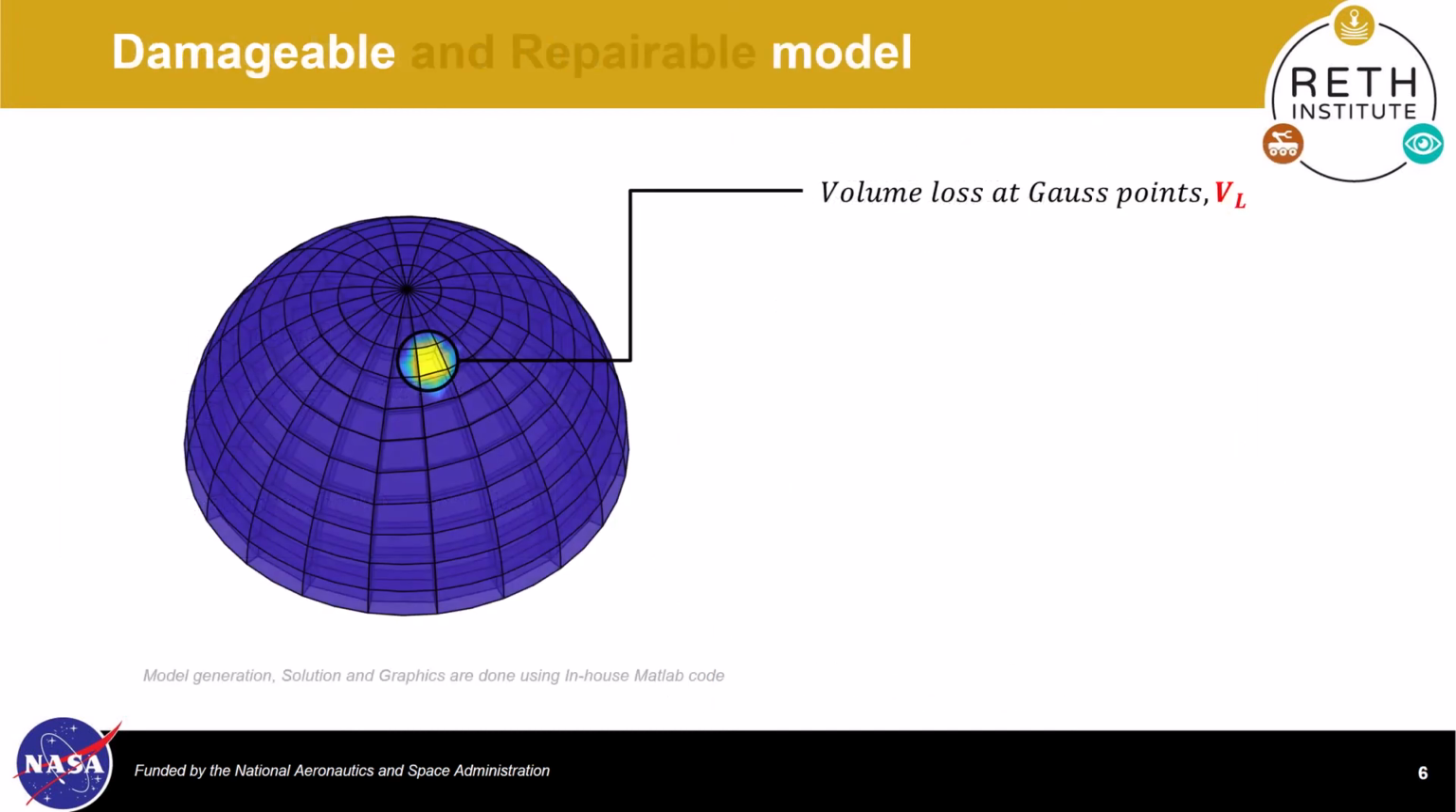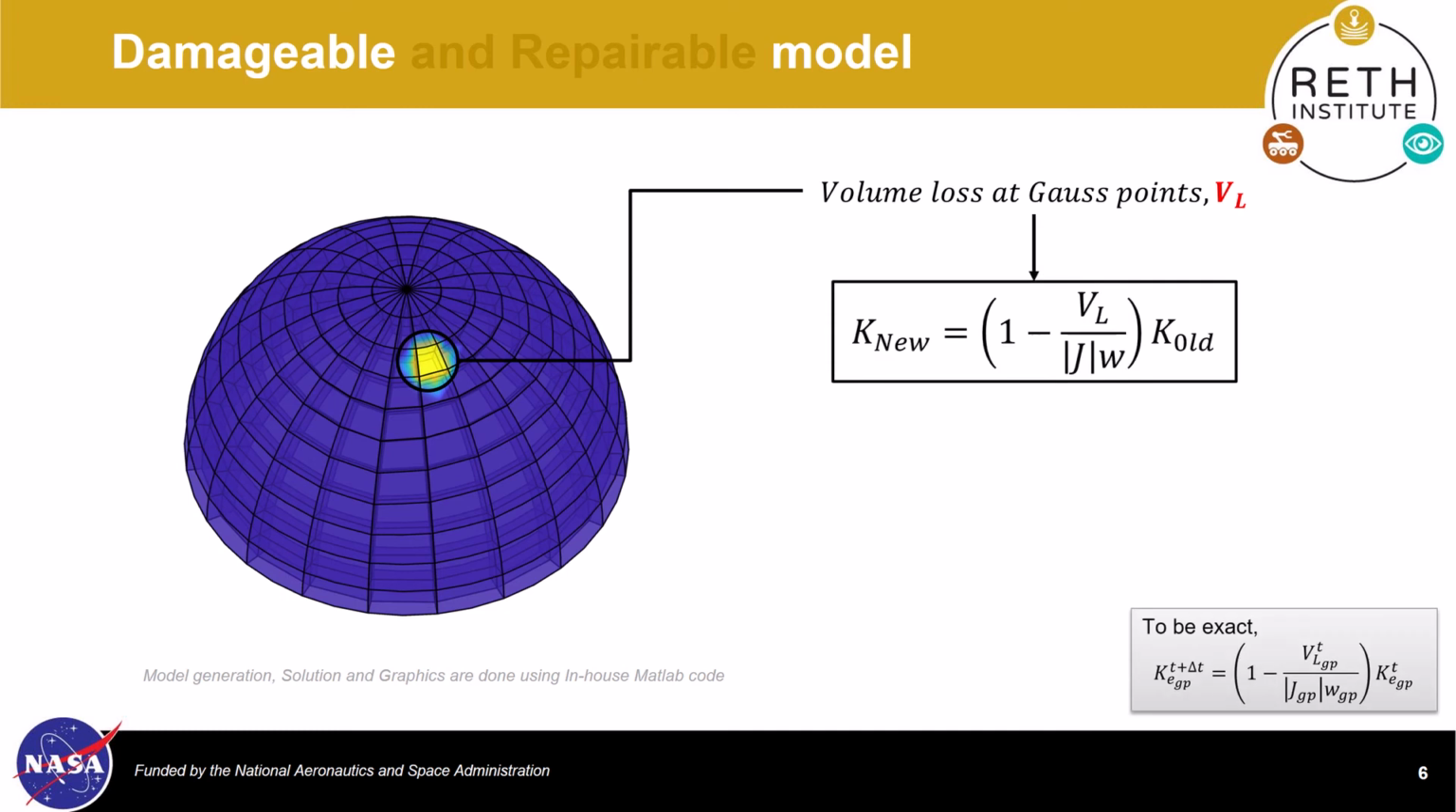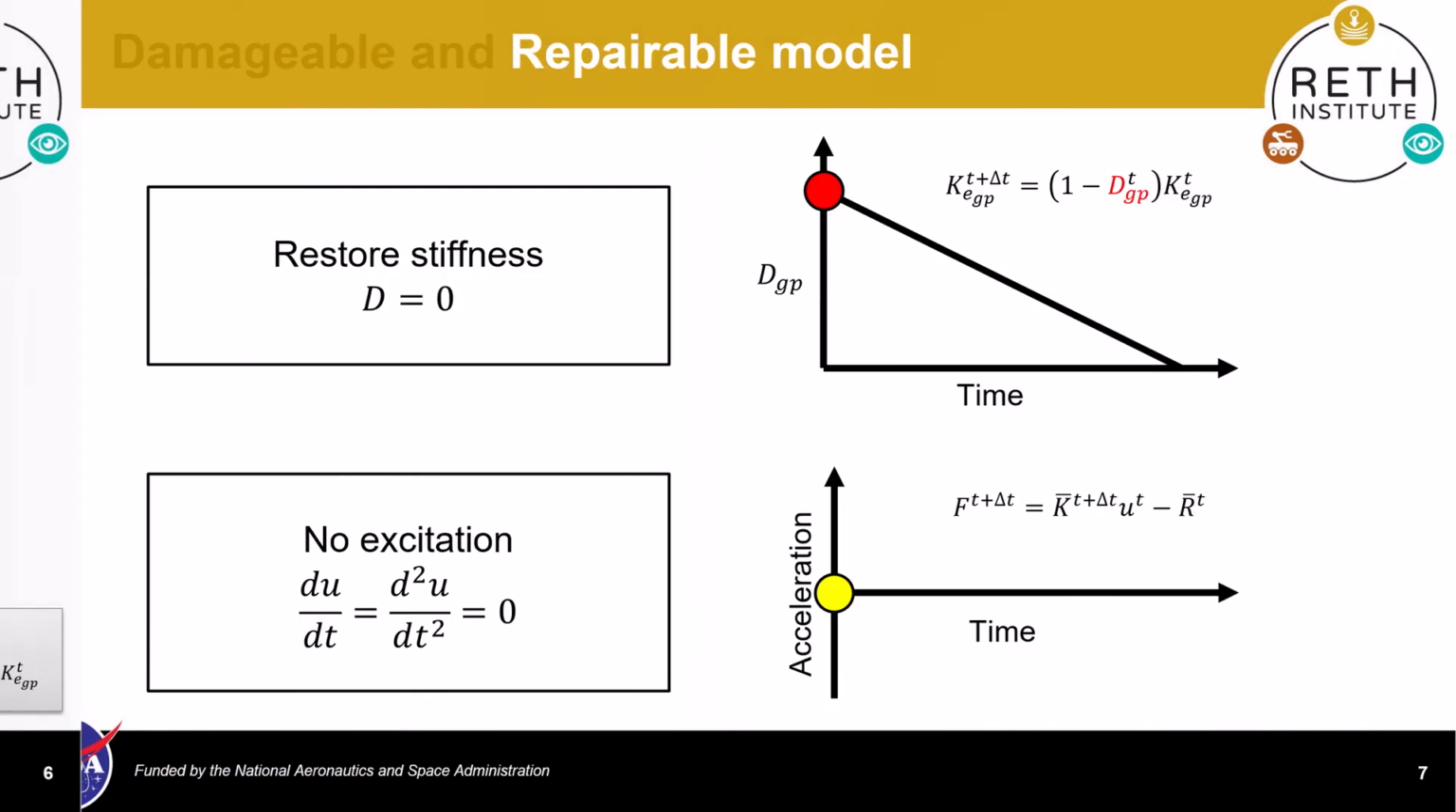Damage has been associated with volume loss at the Gauss point, VL. This basically softens the stiffness matrix, where the updated stiffness is smaller than the previous stiffness due to damage. This ratio is also known as the damage variable D. Repair has two aspects. First, it restores the stiffness, so D gradually goes to 0. Second, the repair process does not cause any excitation, hence the acceleration due to repair is 0.